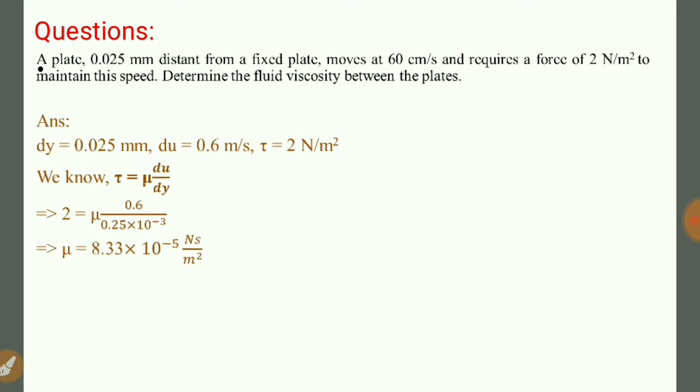So let's start. First question is, a plate 0.025 mm distant from a fixed plate moves at 60 centimeter per second. This is the question. And it requires a force of 2 Newton per meter square to maintain this speed. Determine the fluid viscosity between the plates.